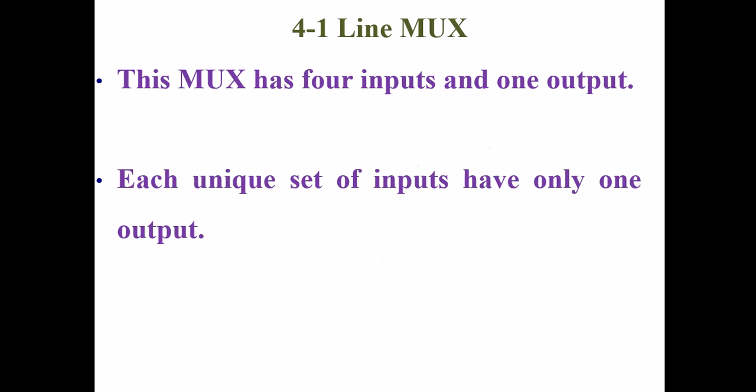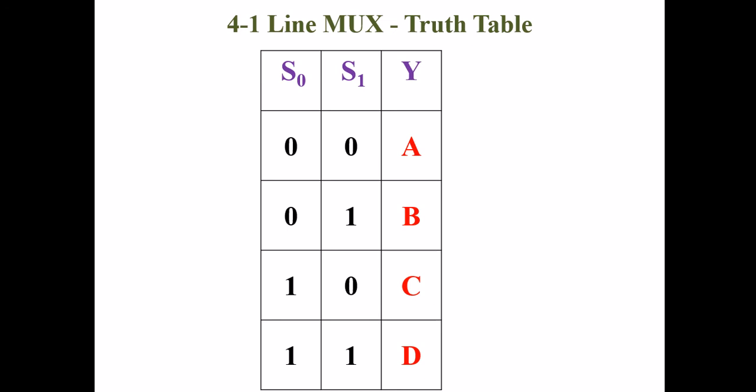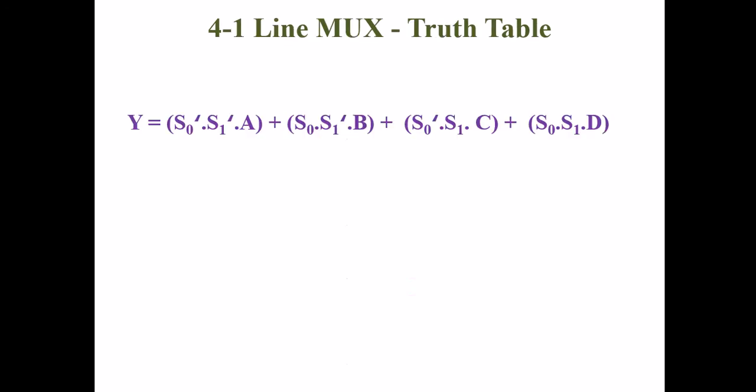4 to 1 line MUX. It has 4 inputs and 1 output. Each unique set of inputs has only one output. Now you have S0, S1 as selection bits. You have 4 combinations: 0 0, 0 1, 1 0 and 1 1. For 0 0 it will select A, for 0 1 it will select B, for 1 0 it will select C, and for 1 1 it will select D.